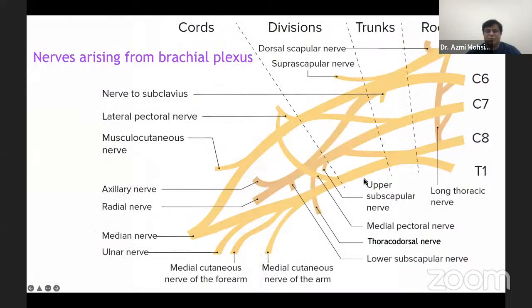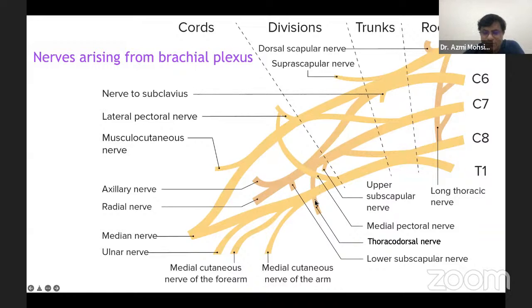But there are a few nerves for which you have to learn the root numbers, because the nerve fibers, the axons within the nerve, emerge according to the myotomal spread. Just like you have a dermatomal spread, similarly there is a myotomal spread of these nerves. So remember, the upper subscapular nerve, lower subscapular nerve, and the axillary nerve will have root numbers C5, C6 only.